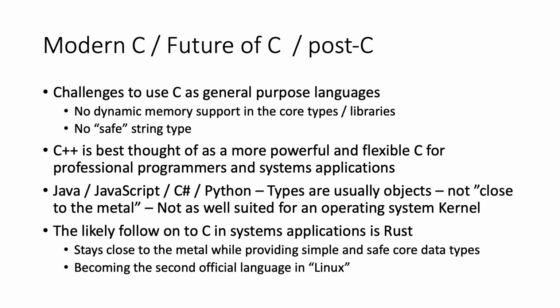The most likely language that is like the next C is probably Rust. The idea of Rust is that it stays close to the metal, but then gives us some simple and safe core data types. And recently, Linux is starting to accept some Rust in Linux. And so that means that Rust has to be mature. It means that Rust can't be evolving rapidly.